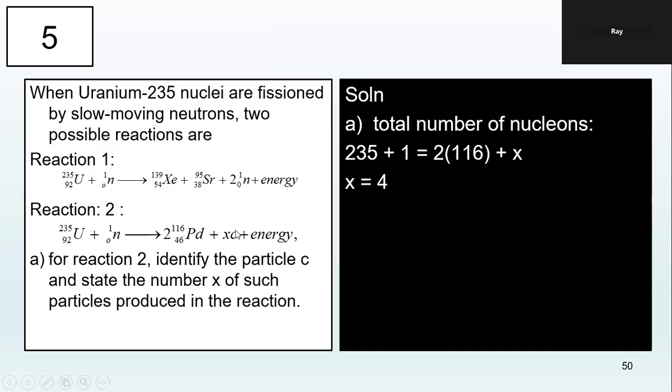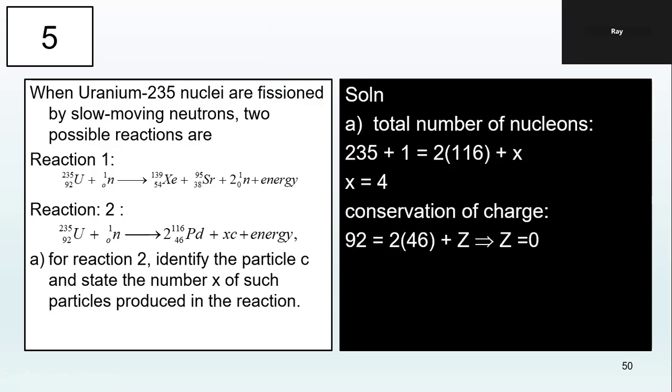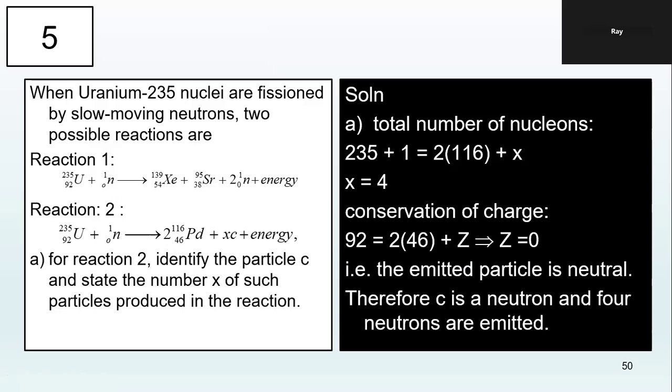C you have to identify. So, conservation of charge. Right. 92 plus 0 equals 2 times 46 plus Z. Z for C equals 0. So the emitted particle is neutral. This is a neutron. C is a neutron, and 4 neutrons are emitted.